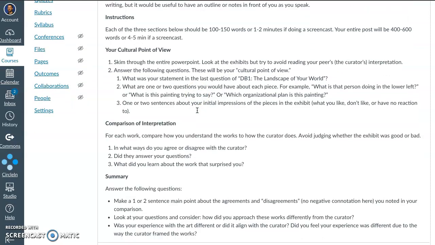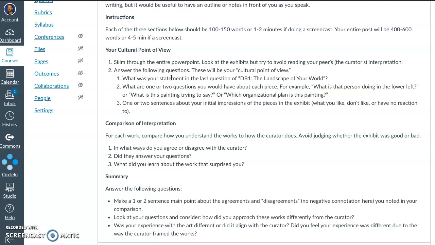You're going to do that without reading what they're saying. You're just looking at the images. I want you to answer these questions, and these are going to be your starting point, your perspective or cultural point of view. So remind us what your statement was in DB1, the landscape of your world, because that's where you're coming from. What are 1 or 2 questions you would have about each piece? Look at each piece and say, I wonder this or that about this piece. And have 1 or 2 sentences about your initial impressions of each piece.